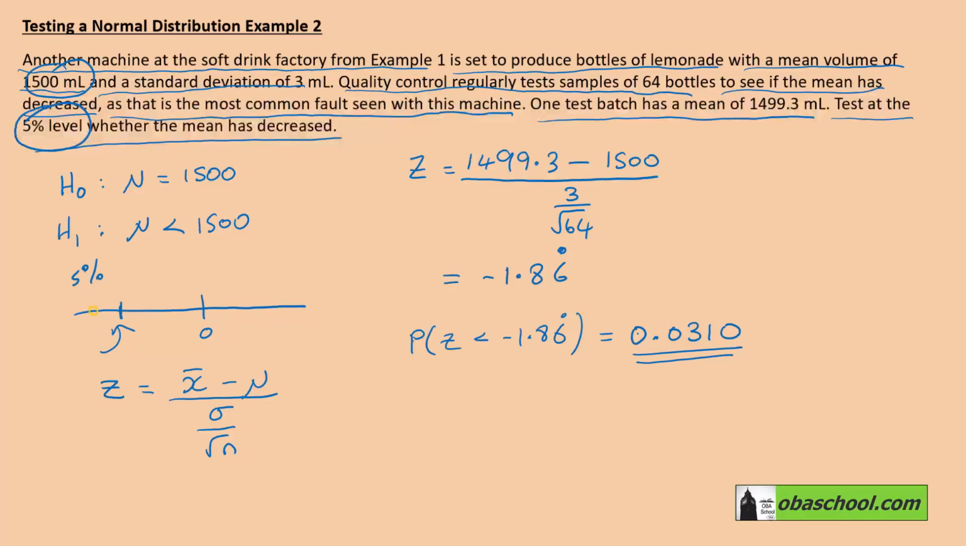So we know that that value would be here somewhere, such that going this way is approximately 3%. And therefore it's in the critical region from our p-value. So we would conclude that we have evidence to reject the null hypothesis at the 5% level, and would conclude that the mean is now less than 1500.